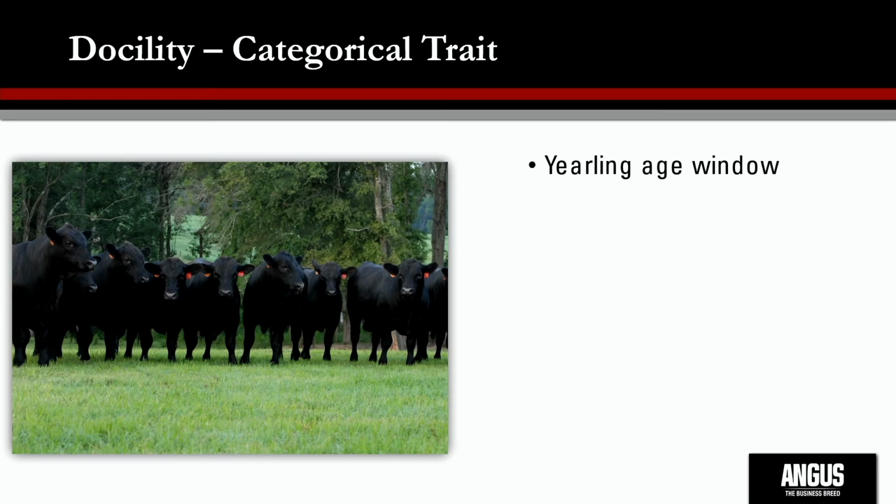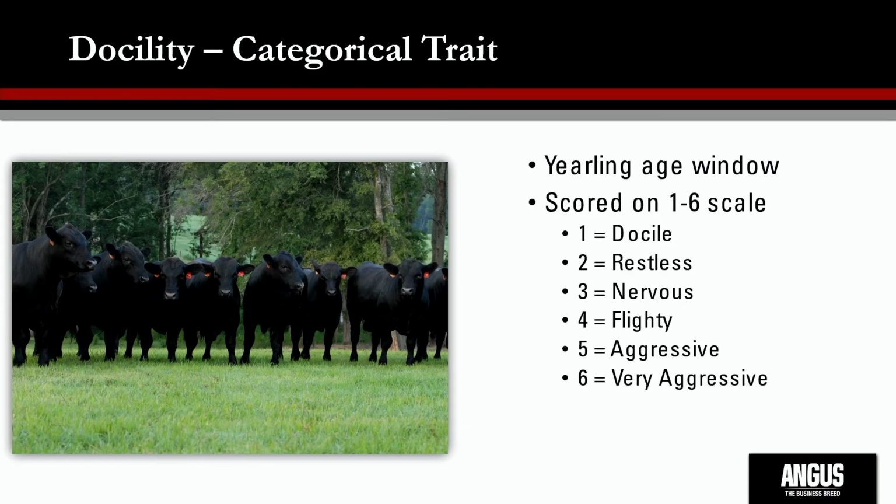Again, keeping in mind that this is a categorical trait, so it's not the continuous data, but a reminder that docility should be recorded at the yearling age window, and that it's going to be scored on a 1 to 6 scale. So 1 representing docile to 6 representing very aggressive.